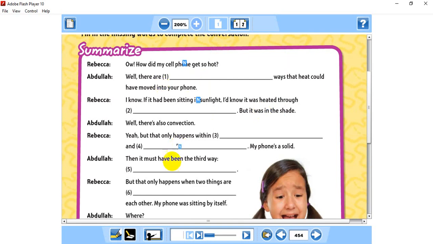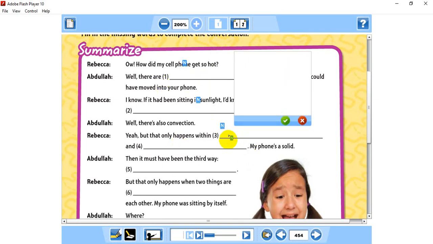Okay guys, let's go now to the next one. Here there is also convection. Abdullah said that there is convection also, because the phone also uses convection energy. You will see how. But that only happens within what exactly? What do we have to write here, guys?